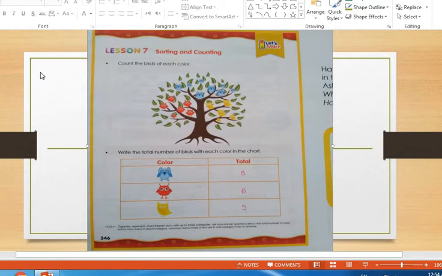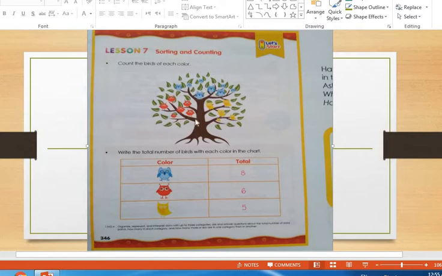Today we are going to have a lesson about sorting and counting. In the last session we covered measuring time. I have here a picture. What can you see? I have a tree and three kinds of birds. Which color has the least birds? So what do I have to do? To count the birds. I have red birds, blue birds, and yellow birds.